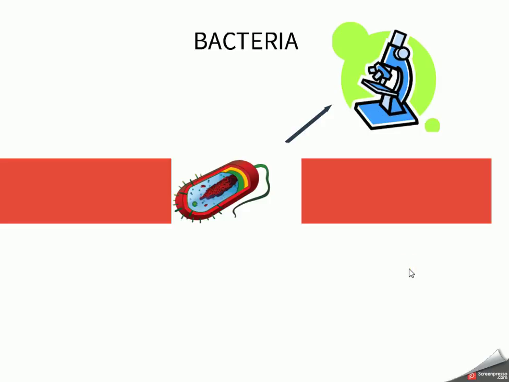Now, bacteria are small single-celled organisms that are so small they're microscopic, and you can only see them under a microscope, this little piece of equipment that you can see in the top right hand corner. Their cells themselves are extremely small, much smaller than an animal cell or a plant cell. So it's not only because they're unicellular or single-celled, it's also because their cells are very small.